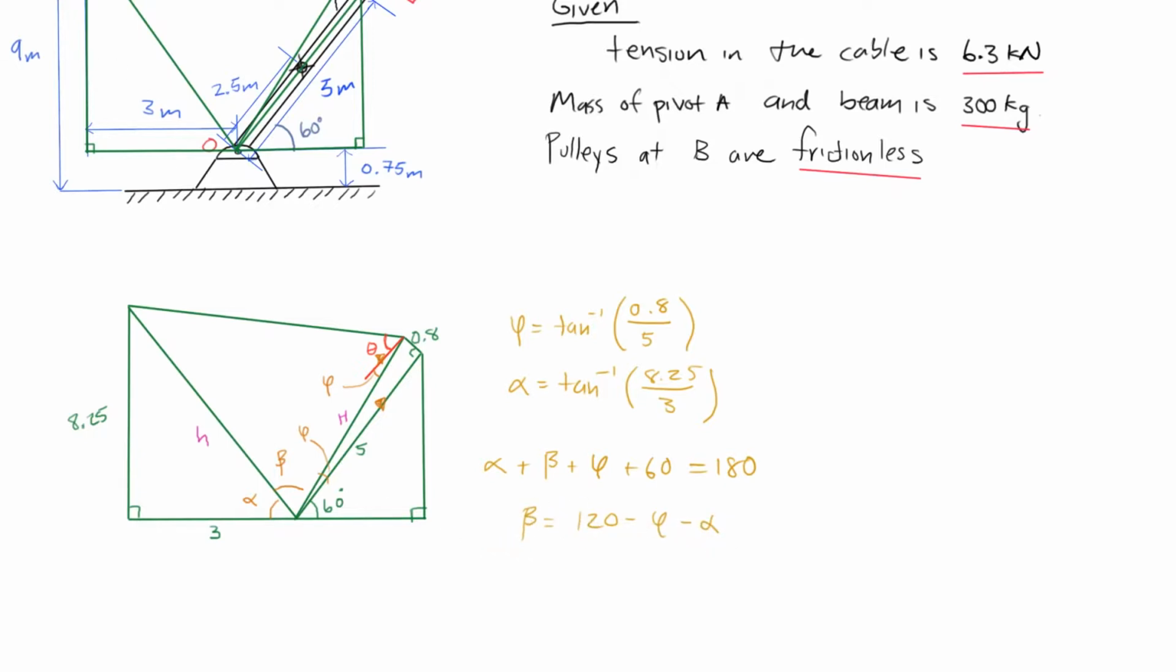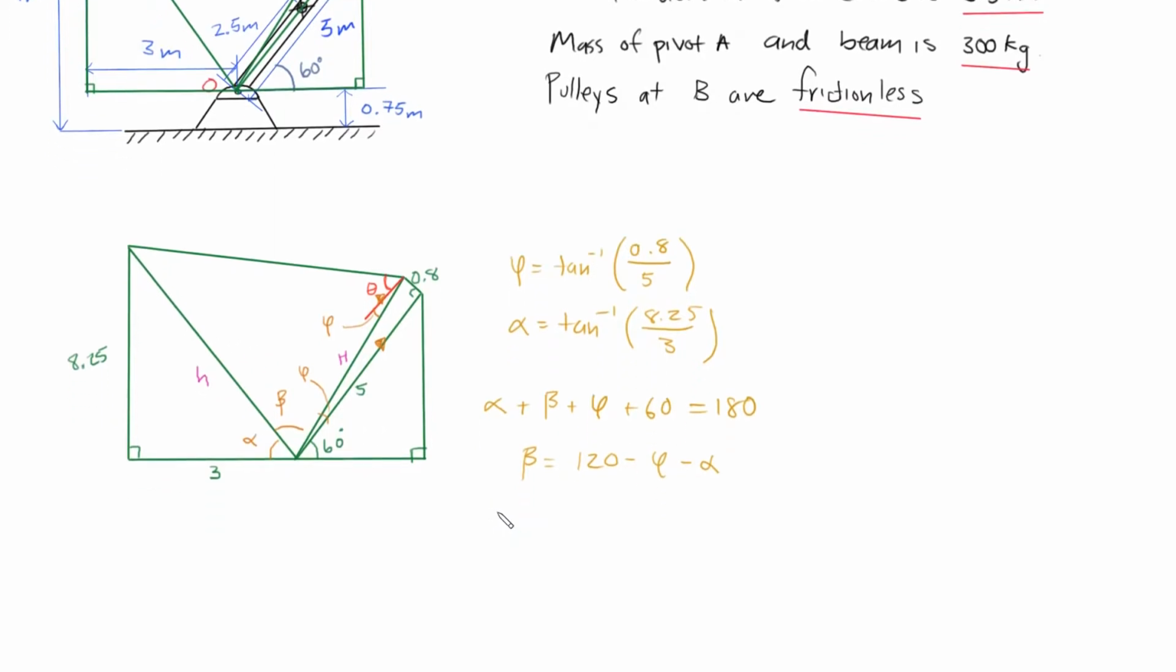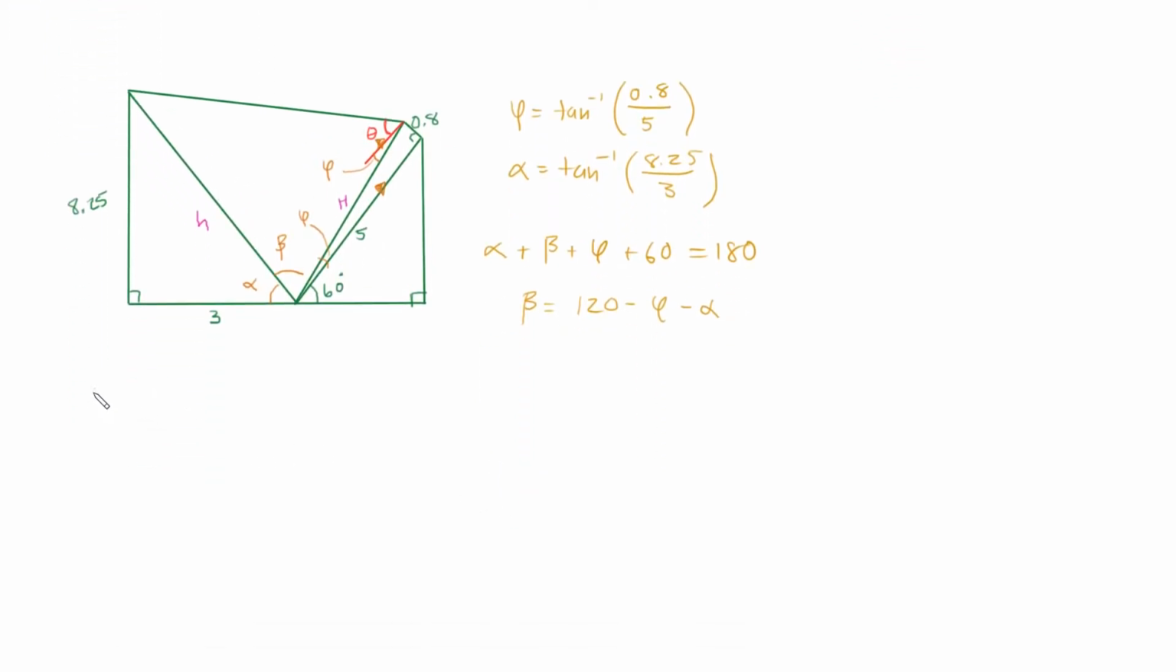So now we're going to define the dimensions that we need for the law of cosines. So h is going to be, I'm going to go down a little bit, h is going to be the square root of 8.25 squared plus 3 squared by the Pythagorean theorem. So that's going to be that. And then big H is going to be 0.8 squared plus 5 squared, square rooted. And I believe that's everything we need to solve this problem.